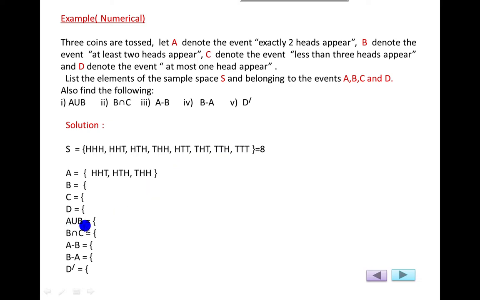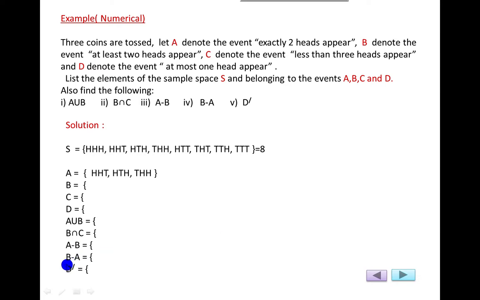And then find the union. Union means the members of set A and the members of set B. If any member occurs two times, we write it only one time. Intersection means the common members of both B and C. If any member is common, we will write it here. A minus B means from A, subtract the members of B. If there is no same member, we will write A as it is. If all the members are the same, the result will be equal to the null set.